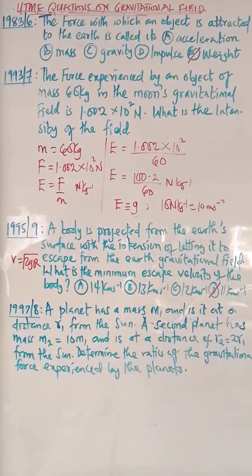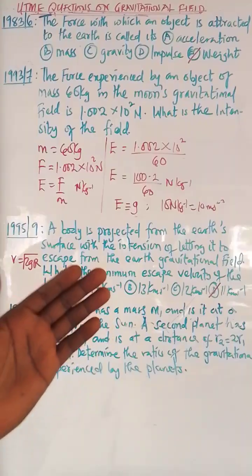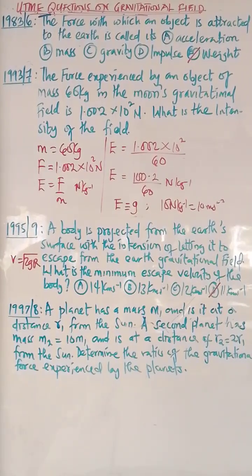Circular orbit, 8 km per second. Elliptical orbit, between 8 and 11. Greater than 8, less than 11.